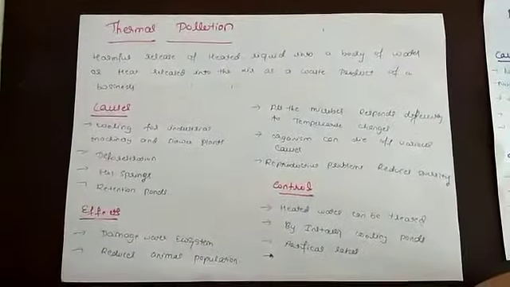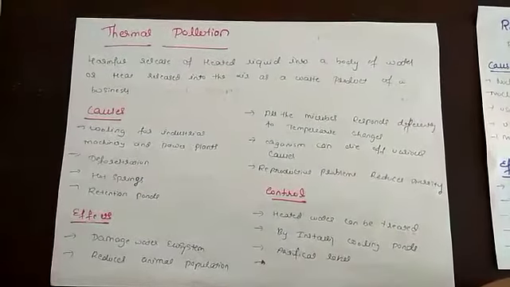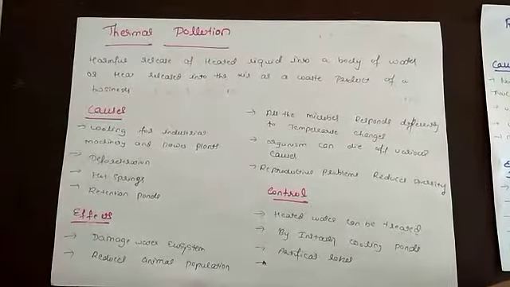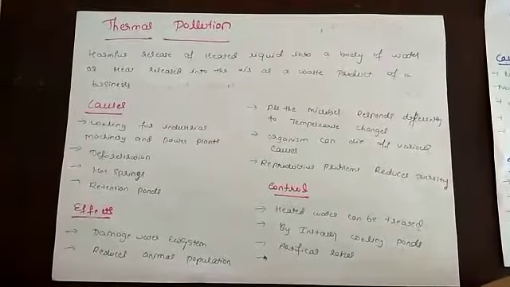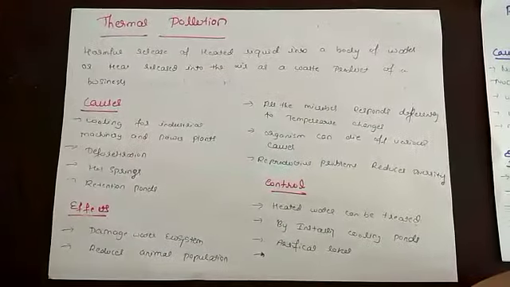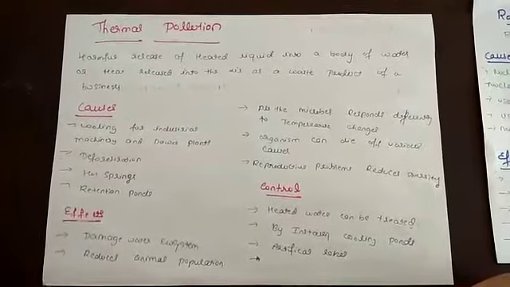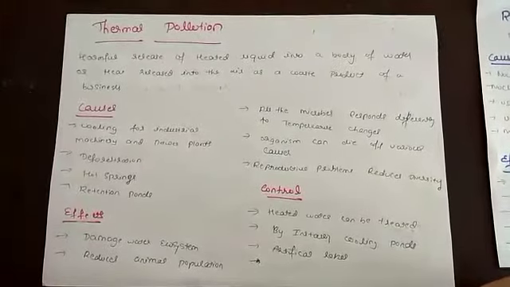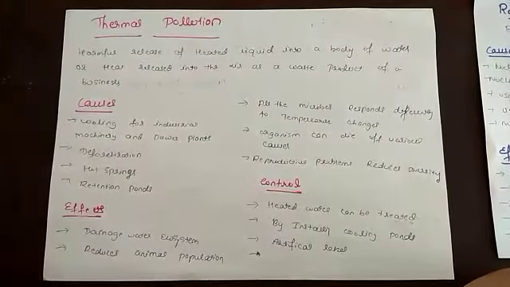The harmful releasing of heated liquid into a body of water is called thermal pollution. Here the word thermal means heat. So how is the heat going to be produced? It may be from industry or from power plants. What are the causes, effects and control measures of thermal pollution?